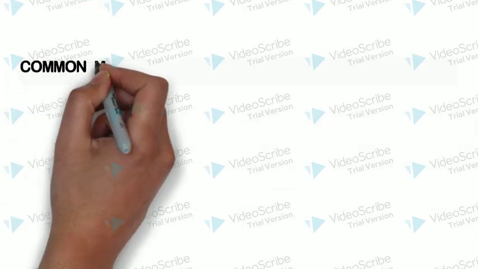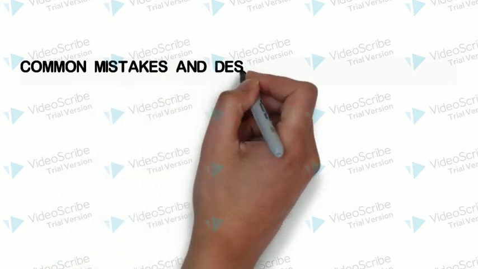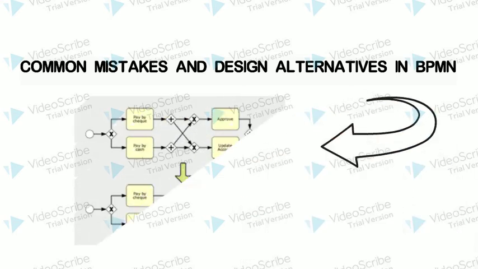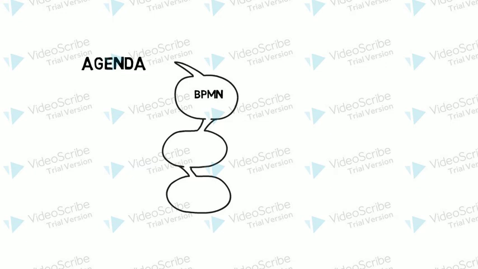Hello, my name is Hamad Ali and in this video I will explain the most common mistakes and design alternatives in BPMN. Most of the ones I present are wrong uses of BPMN connecting objects. Firstly, I discuss what the business process model notation is, and then common mistakes and design alternatives.